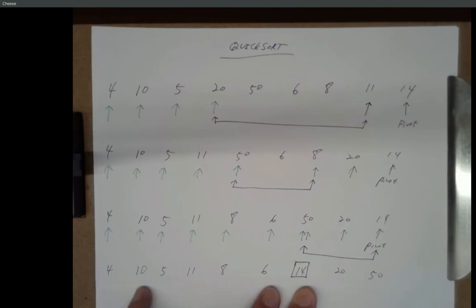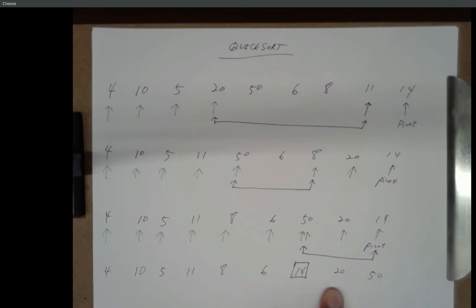Now it turns out all these numbers to the left, they're jumbled up. They need to get rearranged. But eventually, they're going to come into order, right? 4, 5, 6, 8, 10, 11, and that's where the 14 will be. All right, so how do we sort this left list? Do another Quicksort. Just pass it to Quicksort. How do we sort the right list? Just pass it to Quicksort.